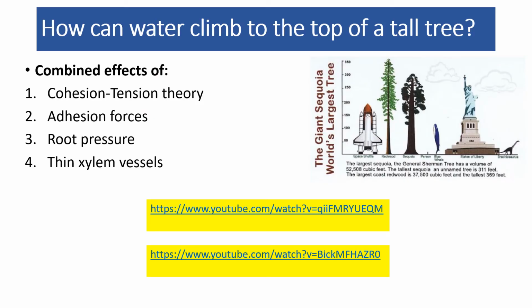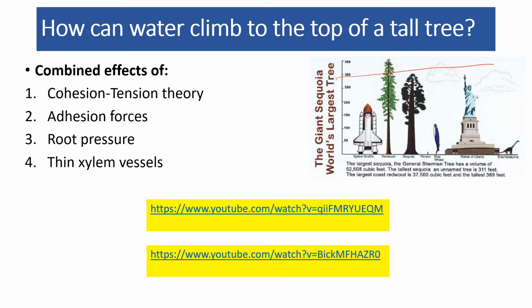So the combined effects of these things can all lead to the water being able to reach the top of the tallest trees. And this really is remarkable if you think about it and you look at the actual height of the tallest trees, they are taller than the Statue of Liberty as a result of this, because they've evolved so they can get the water up there.